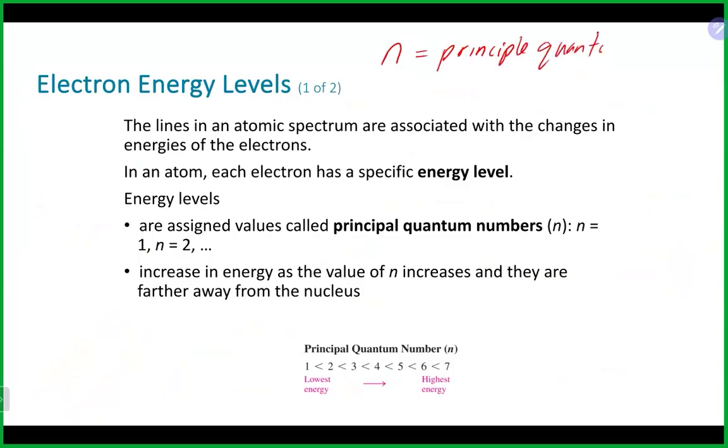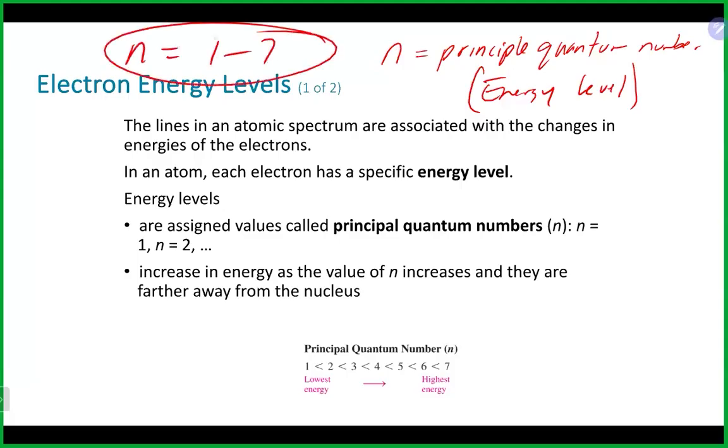The principal quantum number is a fancy name for energy level. There are actually 4 quantum numbers, but we don't talk about the other 3, basically. So we'll just talk about this one. N could have values of 1 through 7, so there can be 7 different energy levels. When N is equal to 1, that is what is referred to as the ground state.